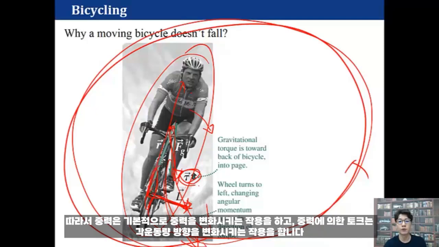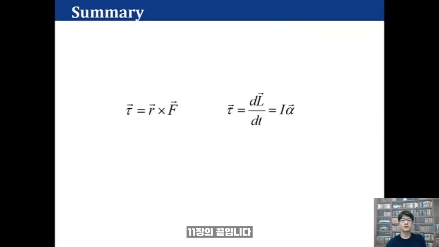Basically, the torque due to gravitational force acts to change this angular momentum direction. Here's the end of chapter 11.